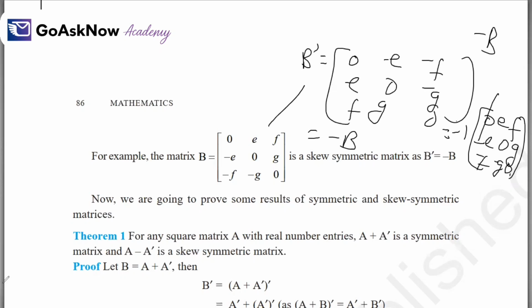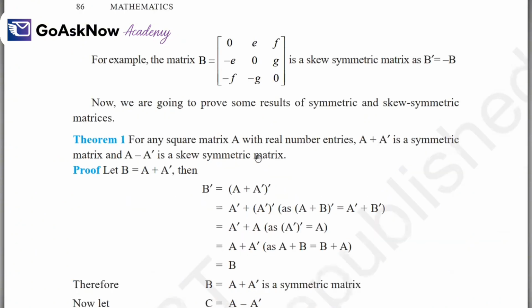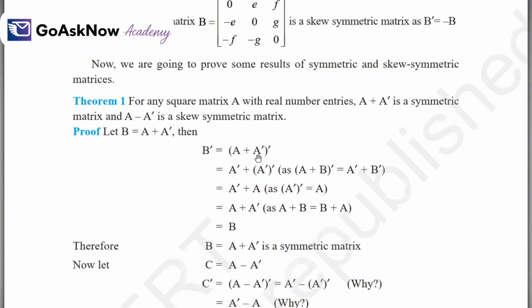What is theorem 1 saying here? For any square matrix A with real number entries, A plus A dash is a symmetric matrix and A minus A dash is a skew symmetric matrix. So if you have any square matrix A with real number entries, A plus A dash is a symmetric matrix and A minus A dash is a skew symmetric matrix. You can verify this result.